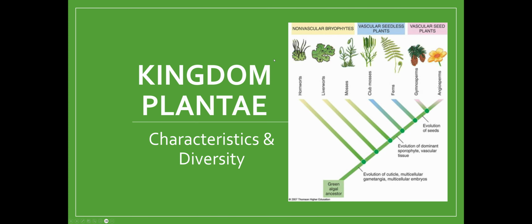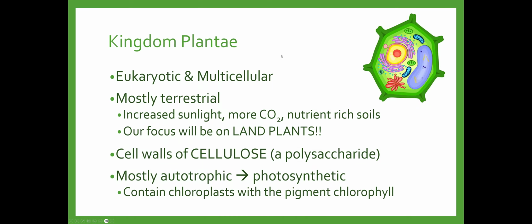Now our focus is going to be on land plants. There obviously are plants that are in the water, but primarily we are going to be talking about terrestrial plants because most of them are terrestrial. And the reason for that is the conditions are better suited for those plants on land. There's better sunlight, more carbon dioxide available, the soils are better, and so most of our plants are going to be land plants, and that is where we will pretty much put all of our focus.